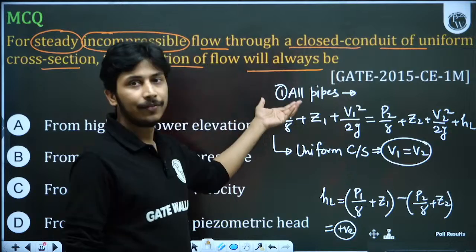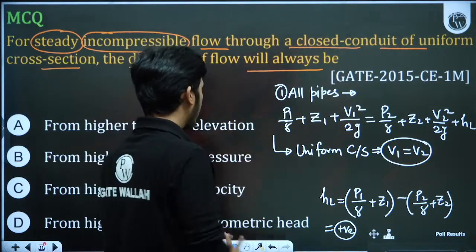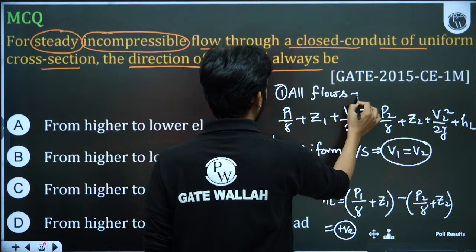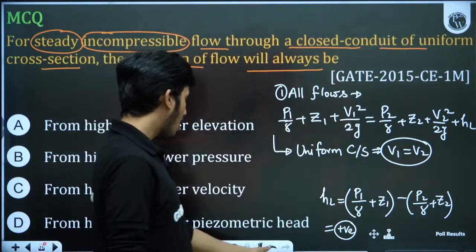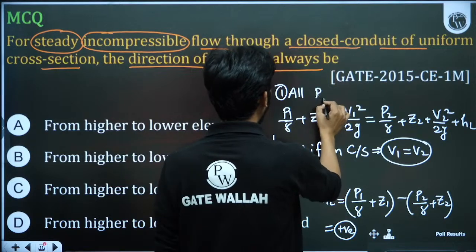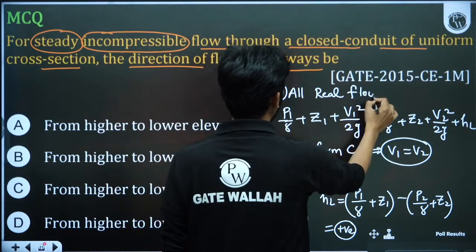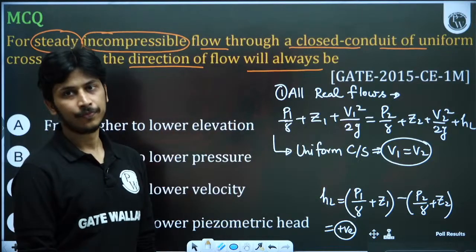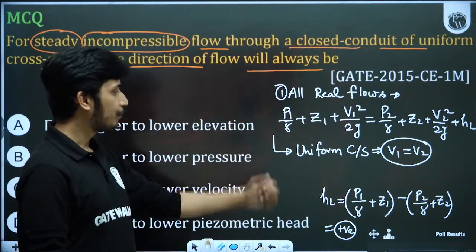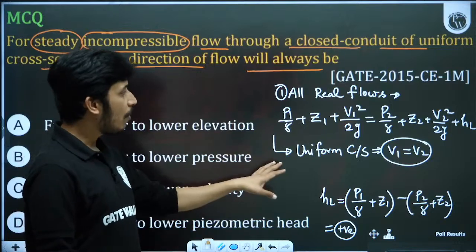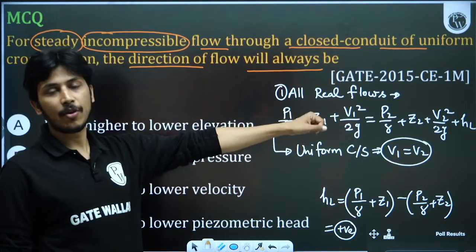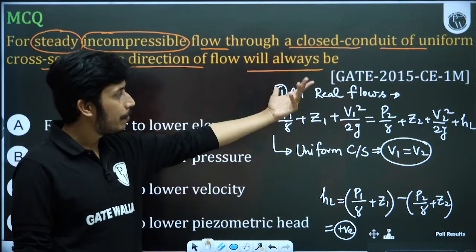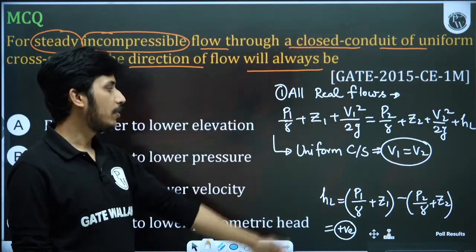We will take this now for any type of flow, not only pipe, for all flows. This happens for all real flows. If the flow is ideal, HL will be 0. For all real flows, this will happen. So if the cross section is uniform, then the velocity will be equal, because the same discharge is coming in and going out, and the area is also the same, so V1 will be equal to V2. V1 will cancel out, so the head loss will be equal to this.